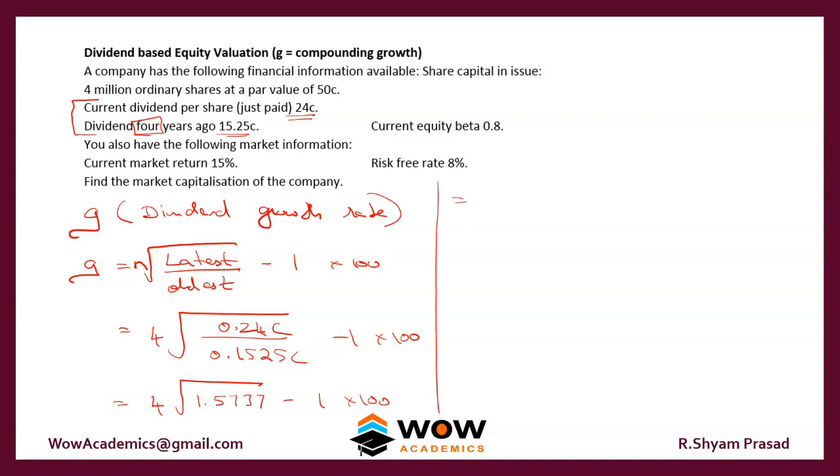So the answer comes to 1.12 minus 1 into 100. So that means the answer is 0.12 into 100. So the answer should be 12%. Okay, so the growth in dividend is 12%.